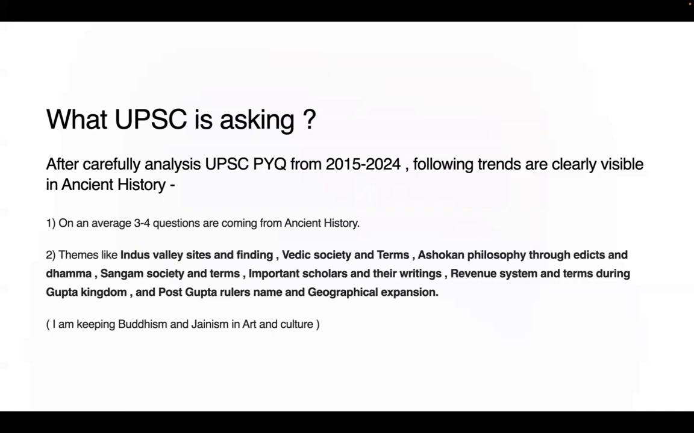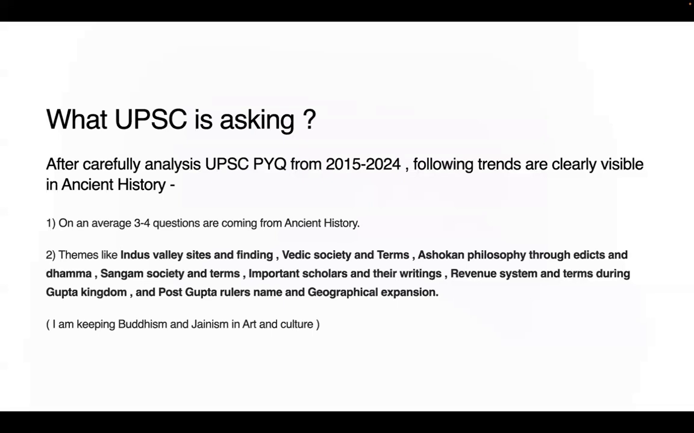Next are important scholars and their writings: the important scholars of Vedic society, and specifically of the Gupta period. The Gupta period was called the golden period. It was not called the golden period just because it was wealthy. It was called the golden period because culturally we developed at an unprecedented rate, and there was lots of development in literature, science, etc. So the scholars of that era and their writings are very, very important.